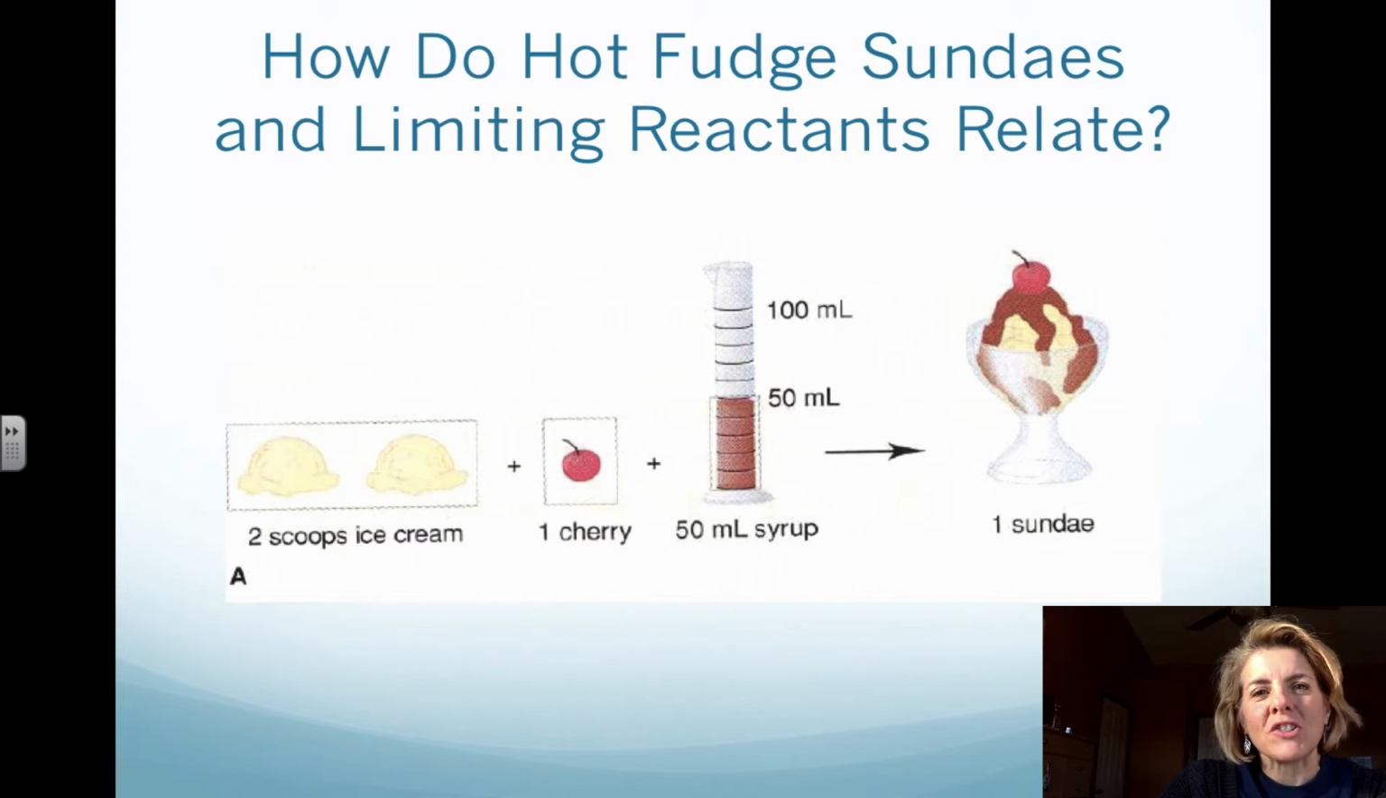So if you look in the picture here, we have a hot fudge sundae, and I'm sure you've made one of these at home. So notice that there's 2 scoops of ice cream, 1 cherry, 50 mils of chocolate syrup, and that equals 1 sundae. So this is the formula or the recipe that we need in order to make 1 sundae.